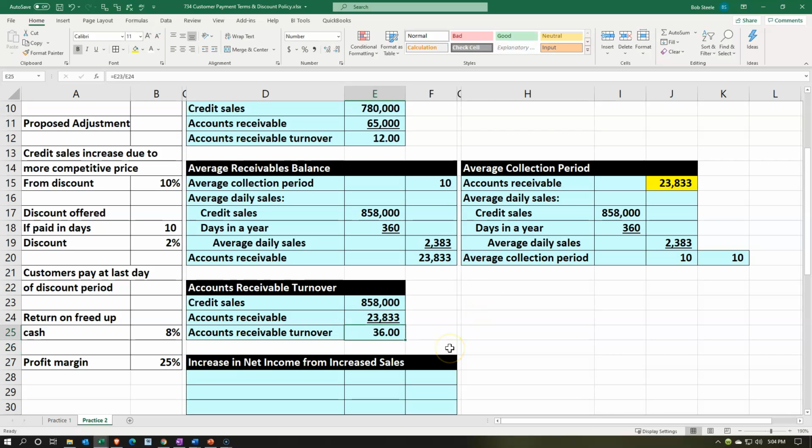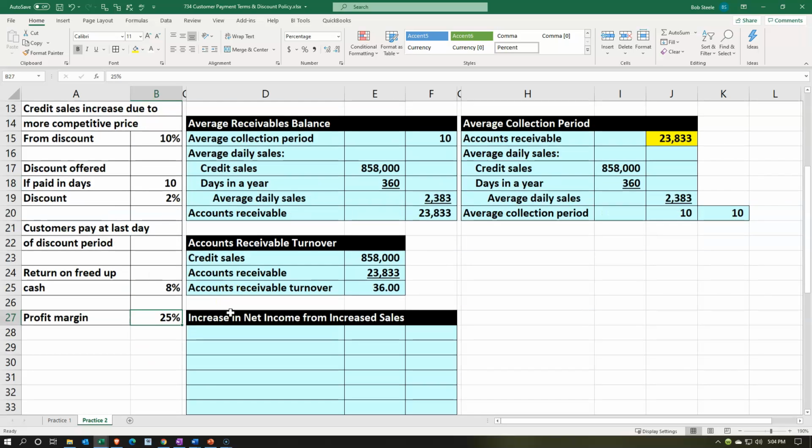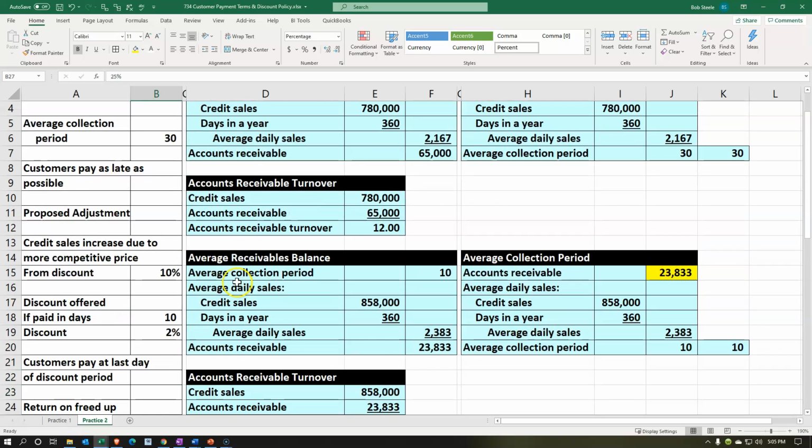So this has increased a lot, of course, due to our discount policy from what we had before. So that's a benefit. So now let's go down and say, well, what's going to be the effect on the increase in the net income? Because we said that this discount is actually going to increase the sales, but we have to consider what will be the equivalent increases in expenses to accommodate those sales. To pick that up, we're going to say the profit margin is 25%. So for every sales dollar, basically we're holding on to 25% of it.